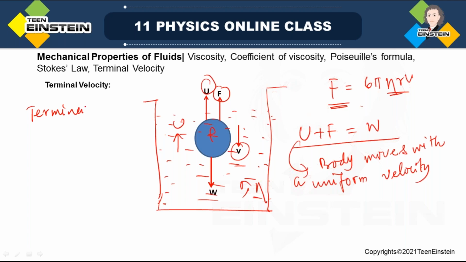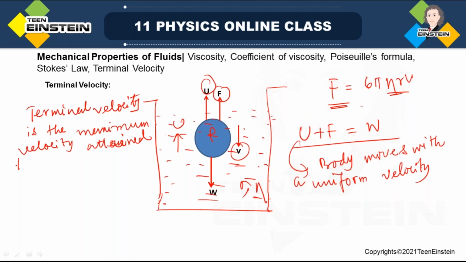So terminal velocity is the maximum velocity attained by the object when the sum of the upthrust and drag becomes exactly equal to the weight of the body.